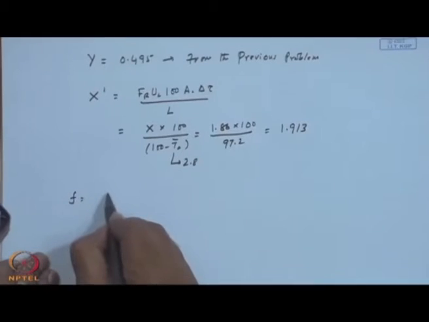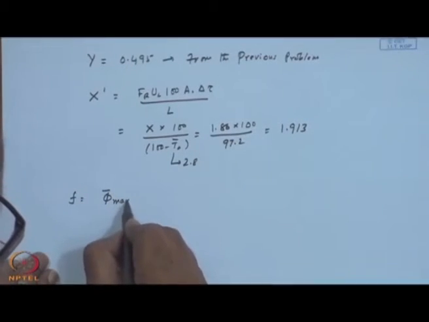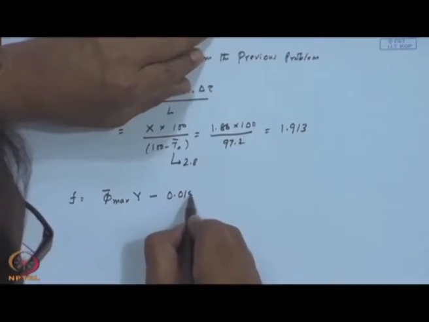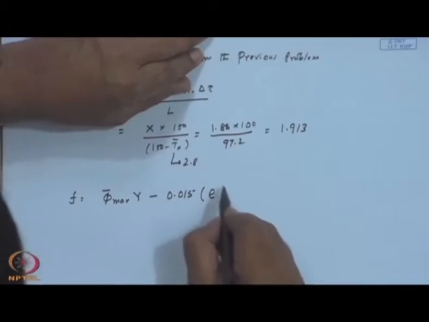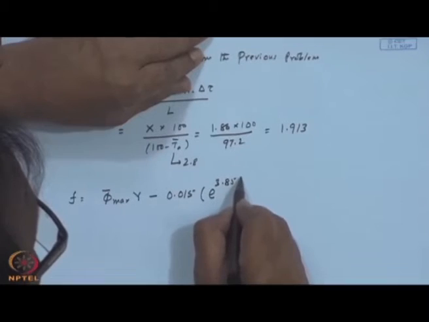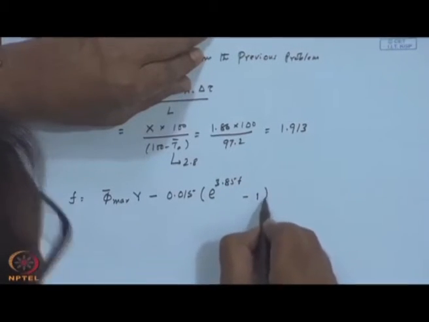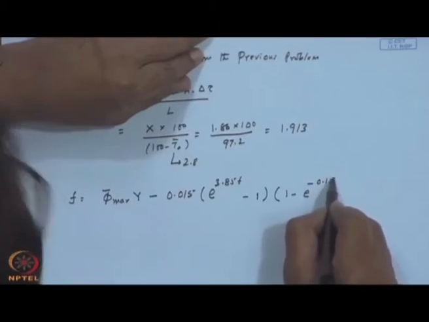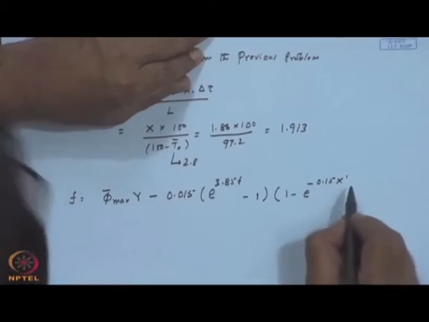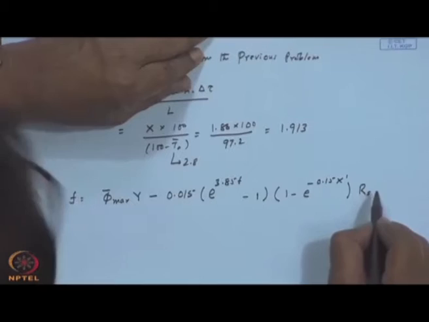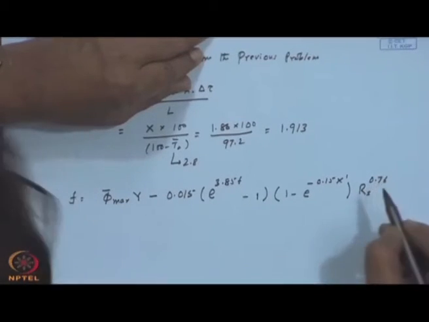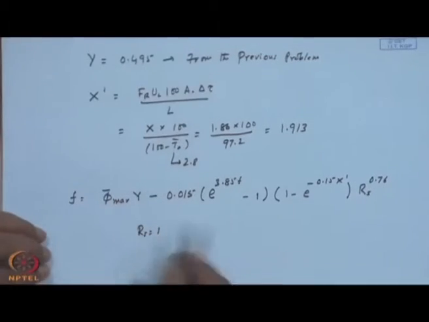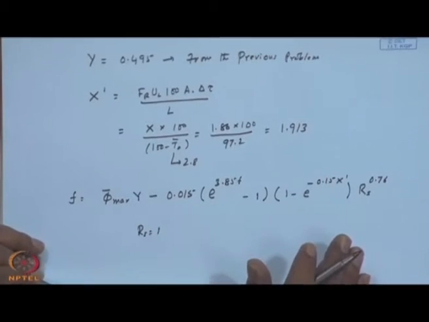F is equal to phi bar max y minus 0.015 e to the power 3.85 f minus 1 multiplied by 1 minus e to the power minus 0.15 x dashed times Rs to the power 0.76. So, standard storage, so Rs is equal to 1, and first we are calculating no heat exchanger, no tank losses.